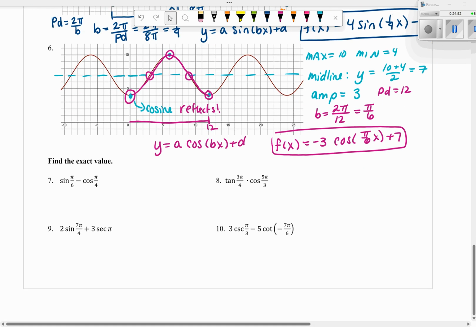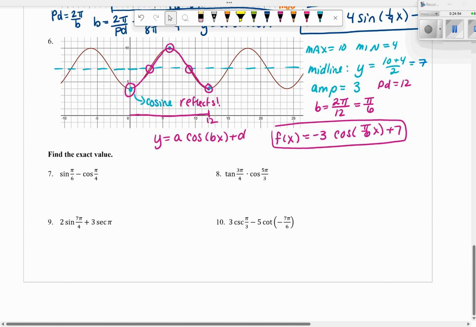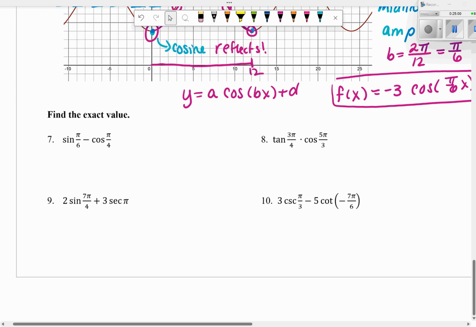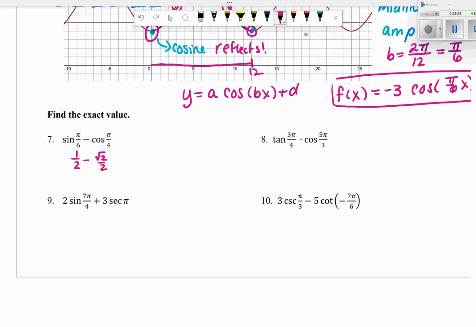And then we have the last part. It says find the exact value of sine of pi over 6 minus cosine of pi over 4. That's just using your unit circle. So on our unit circle, sine of pi over 6 is 1/2 minus the cosine of pi over 4, which is roots 2 over 2. Those are both in quadrant 1. They have a common denominator, so this would be equal to 1 minus roots 2 over 2.